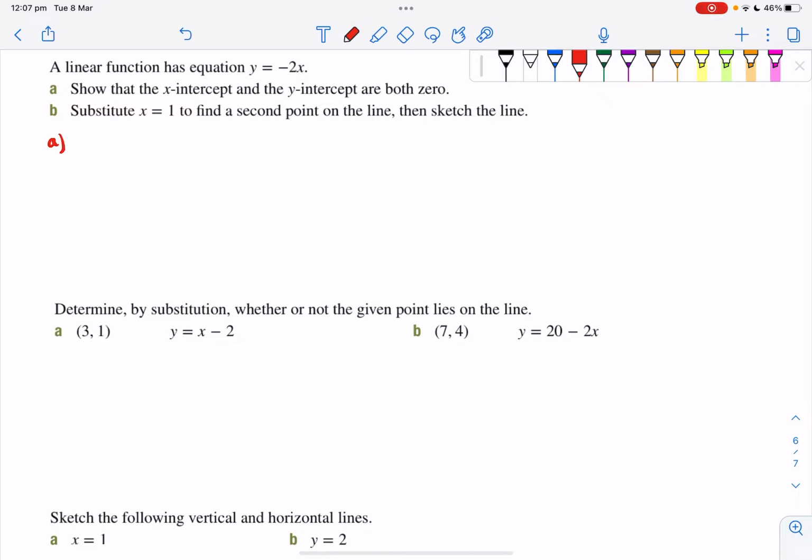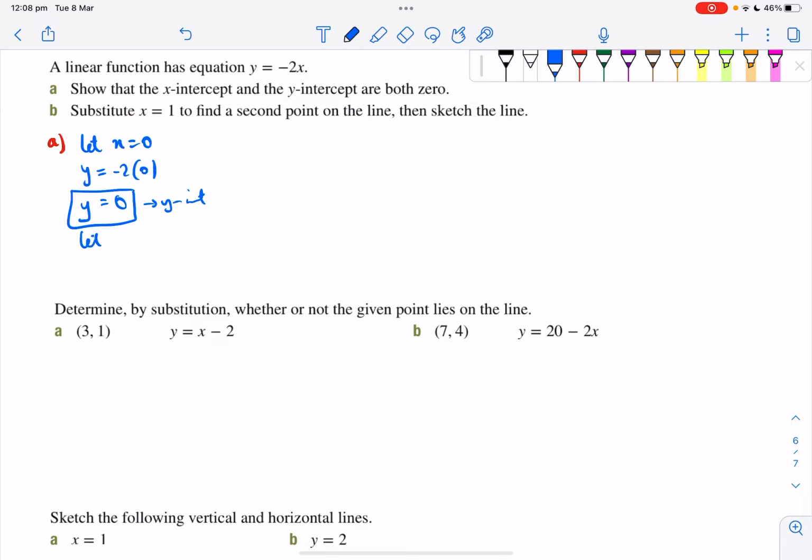So it'll make more sense when I actually do it, because look at this first question. Show that x and y-intercept are both 0. So that doesn't help us because that's one dot. I need 2 points to sketch my graph. So let's just look at that. We're going to say let x equals 0. We get y equals minus 2 times 0, which is 0. So that's the y-intercept.